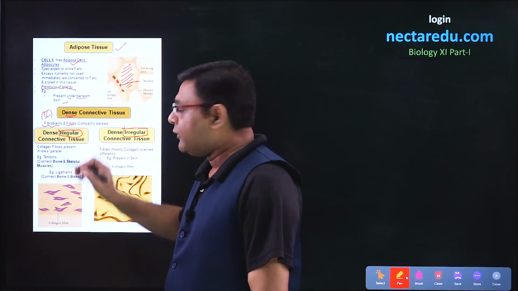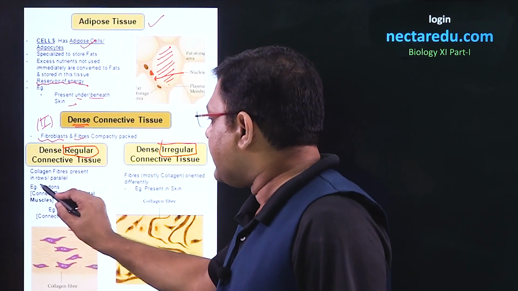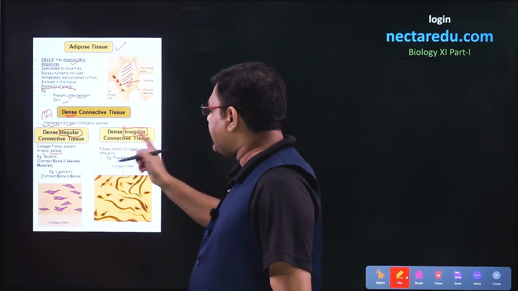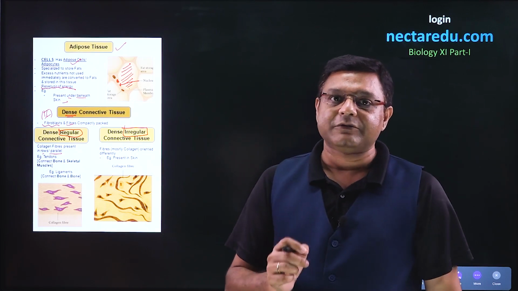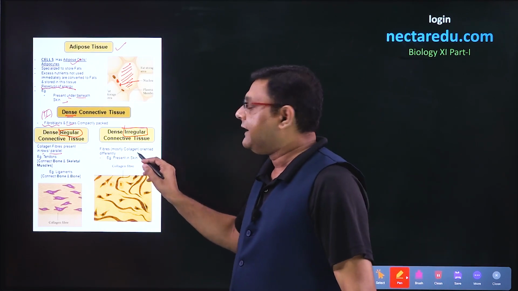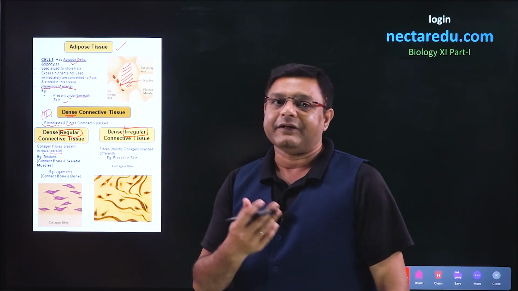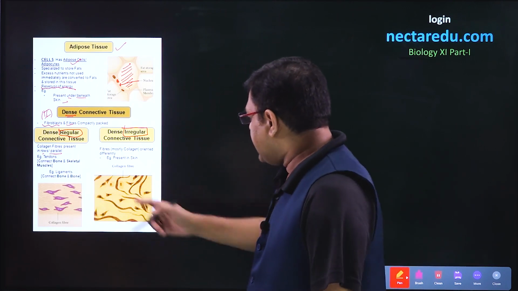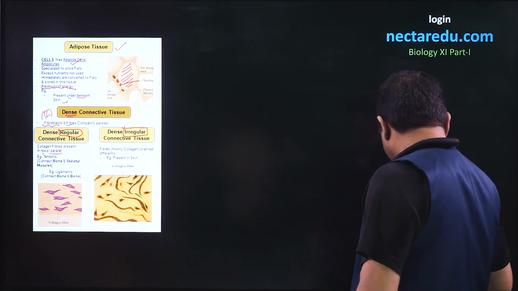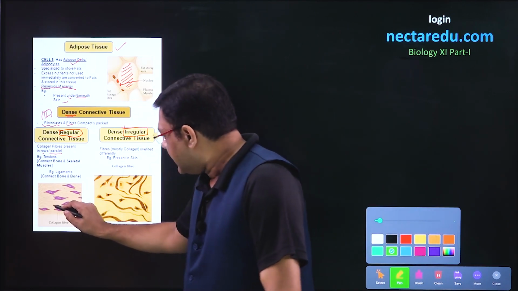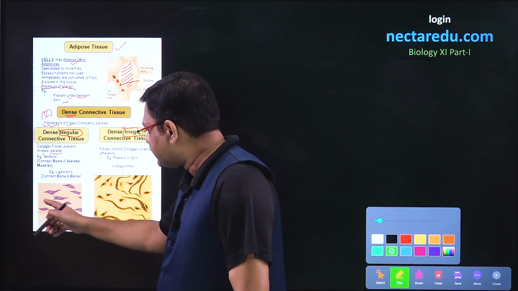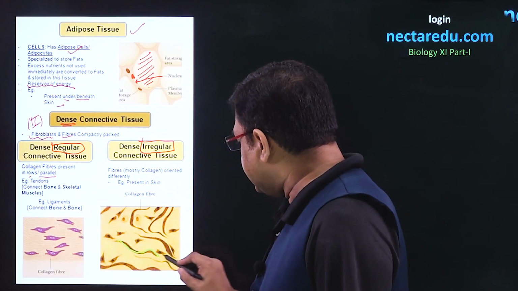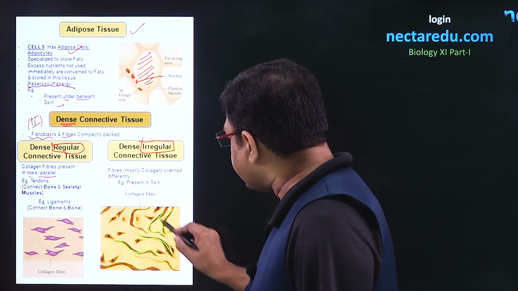So, in dense regular connective tissue, collagen fibers are present in rows, or these are parallel. But in the case of irregular connective tissue, as the name says irregular, the fibers will not be regular, these will be present in different orientations. The same thing we can see in the diagram. In this particular diagram, these blackish lines are the collagen fibers which are present parallel to each other. But in this diagram, these are the collagen fibers that are present in different orientations.